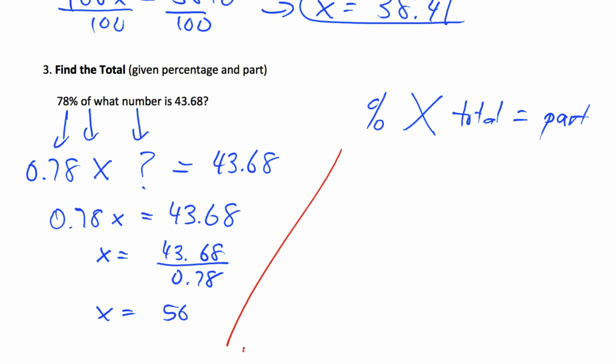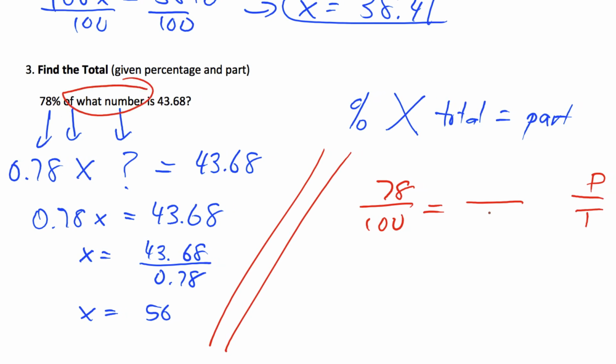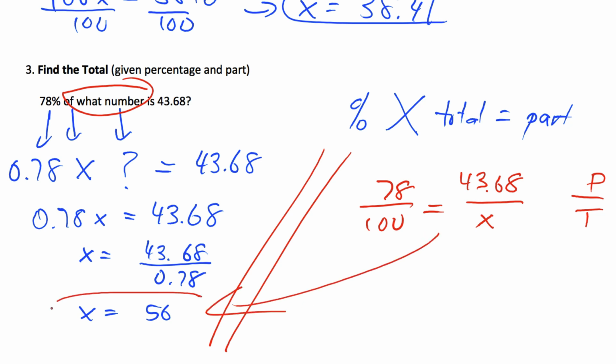For those of you that like to use the proportion approach, the percentage 78 out of 100 would have to equal the part divided by the total. The of what number is the total that's not known, so that's where our x would go, and therefore our 43.68 would go on top. You would do your cross multiplication and come up with your 56. An example of this question would be if you had 78% on a test and you earned 43.68 points, the test would have been out of 56 for you to get the 78%.